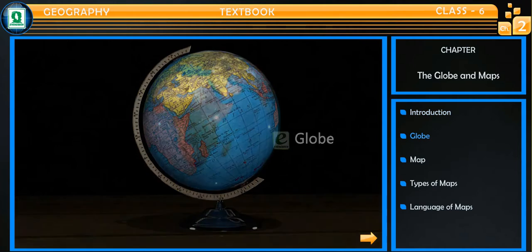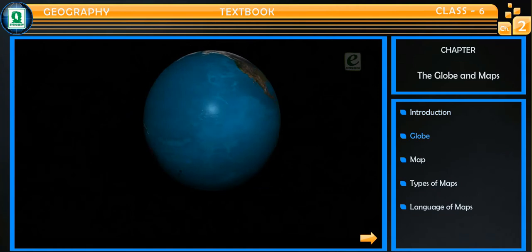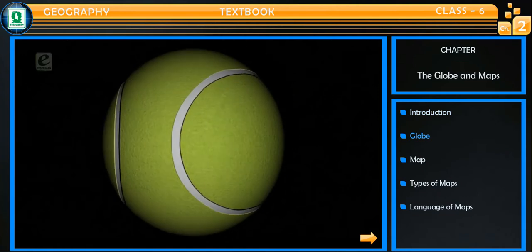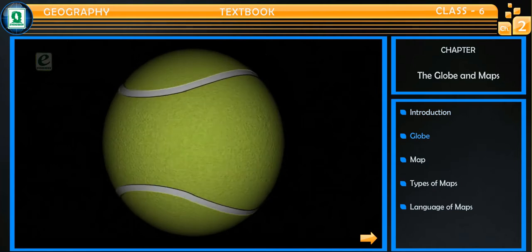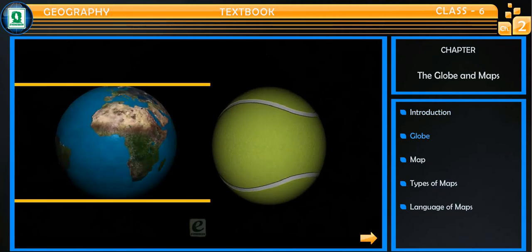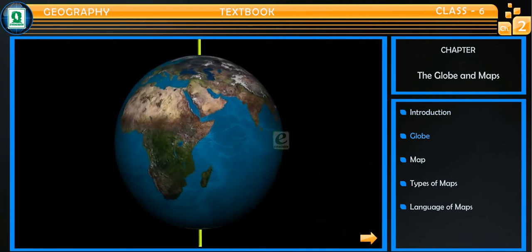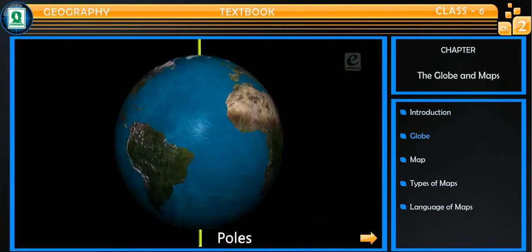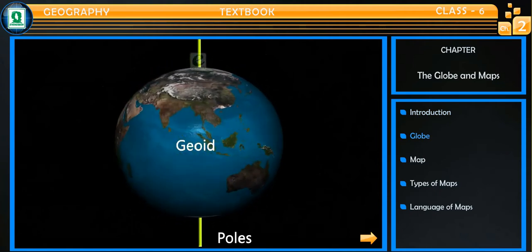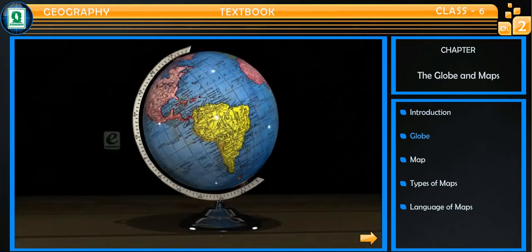Globe is a true model of the Earth. Do you remember the shape of Earth? Yes, you can say it is round like a ball. Then why don't we take a ball as a model of the Earth? We can't take a ball as a model because our Earth is not perfectly round. It has a unique shape. It is slightly flat or depressed at the poles as it spins continuously on its own axis. That is why the poles get flat. Scientists named it the geoid shape. Therefore, globe is called a true model of the Earth which has the same shape.